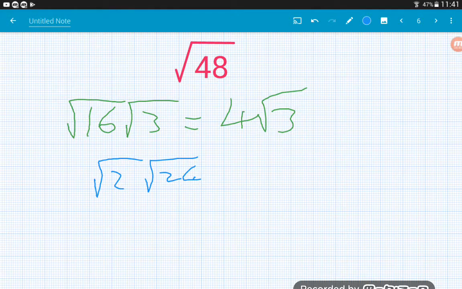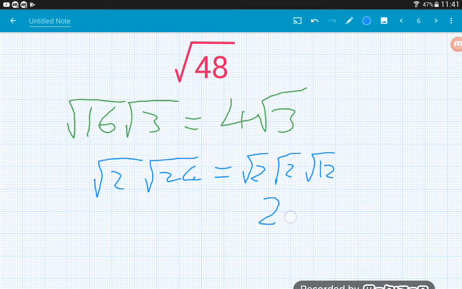But again, 24 is even. So we can take out another root 2. So root 24 is equal to root 2 root 12. So now we've got root 2 root 2 root 12. So the root 2 times root 2 can become 2. Then we've got 2 root 12.